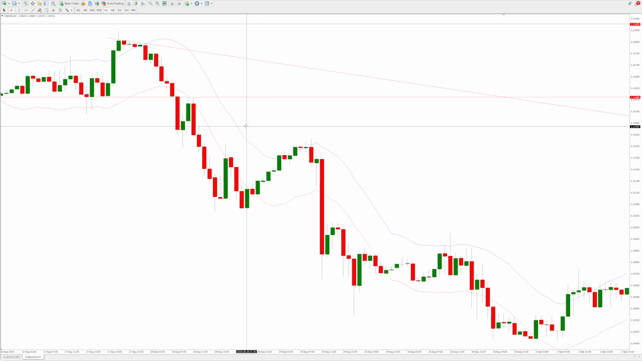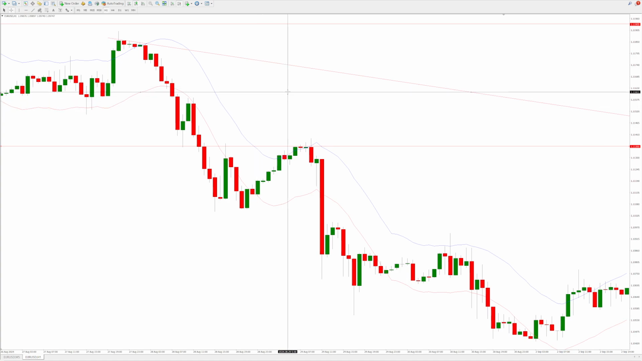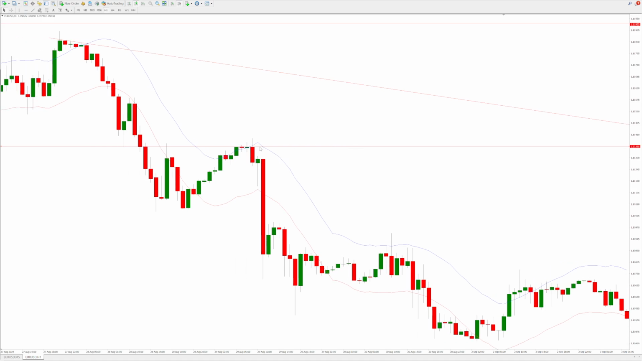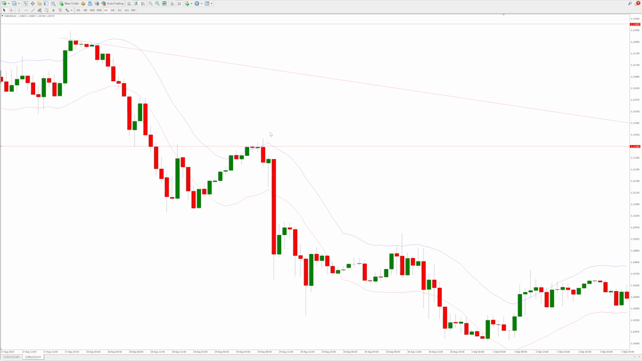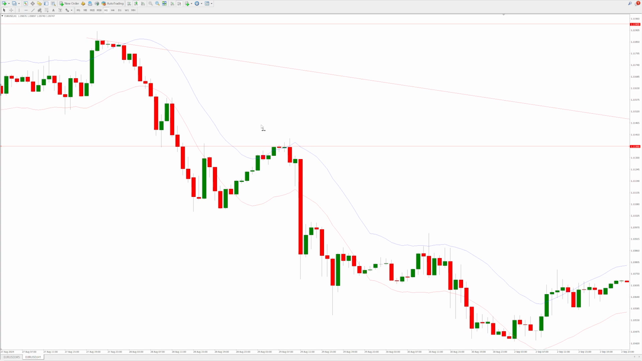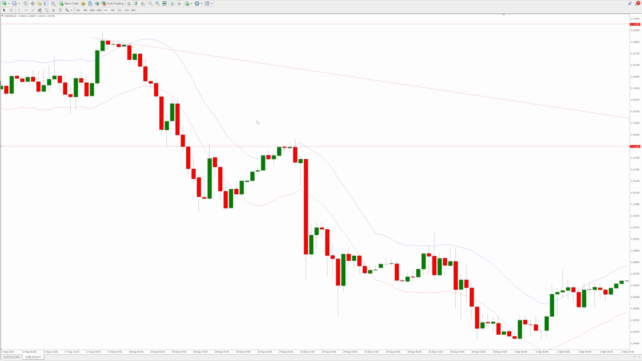Then when you've seen price form another level of resistance here and continue downwards, you might have moved your stop loss from there to lock in further profit and just continue to ride this downtrend without having to worry about a winning trade turning into a losing one. And this would have been a really, really good move to catch.